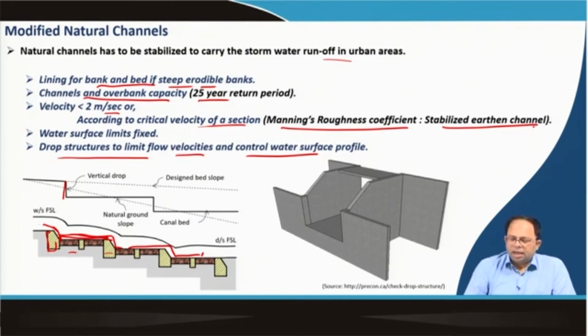And this is another structure, an artificial structure which can be looked at as a drop structure. So, we can have this concrete structure, which could be cast in situ, or it could be a prefabricated structure, provided where there is a drop from one level of the channel to another level. Wherever there are significant drops, we can provide this kind of structure.